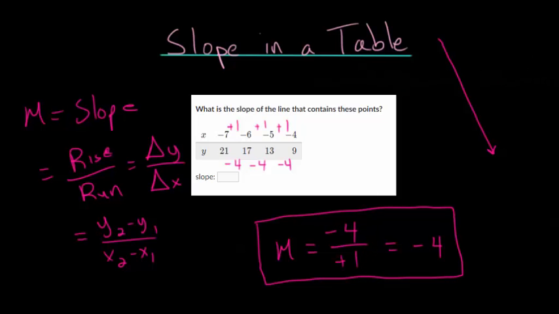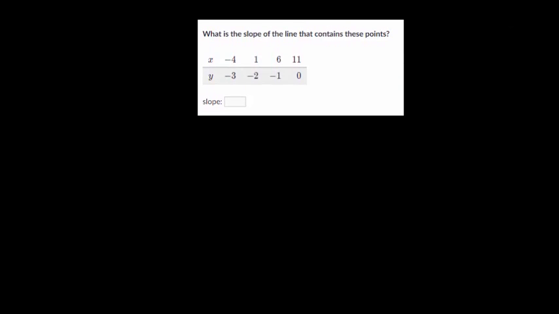So let's try another problem. And we're going to apply the exact same strategy. So let's first look at these x values and figure out how much they are increasing or decreasing by from one point to the next. And since we're going from minus 4 to 1, that's up 5. 1 to 6 is up 5, and 6 to 11 is up 5. So we're making jumps of 5 here. And the y values, it looks like we're making jumps of 1. So from minus 3 to minus 2, that's just up 1. Minus 2 to minus 1 is up 1, and minus 1 to 0 is up 1.